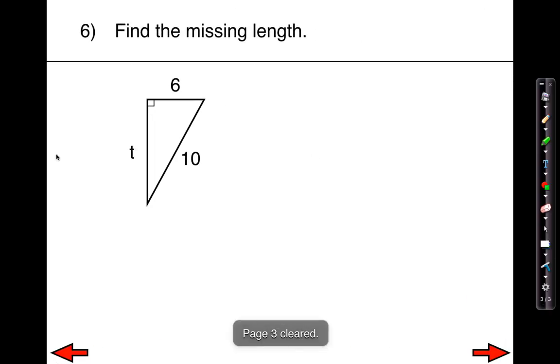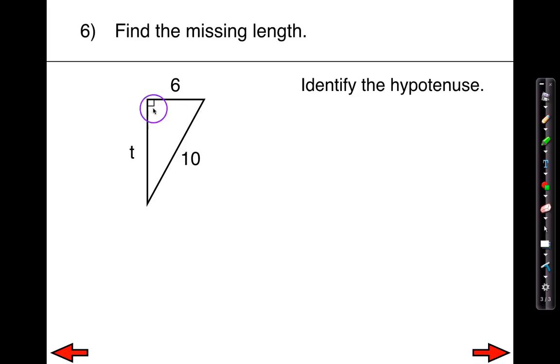Okay, so now we're just going to try one more. Actually, go ahead and pause the video and try number 6 on your own. Okay, so let's see how well we did. Hopefully you said the hypotenuse is 10. So that makes t and 6 the legs.